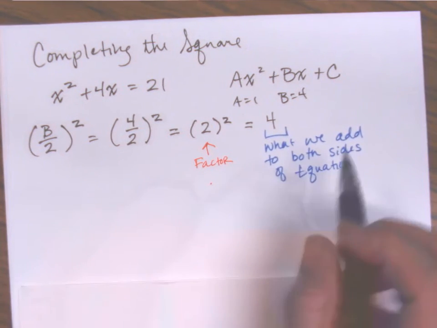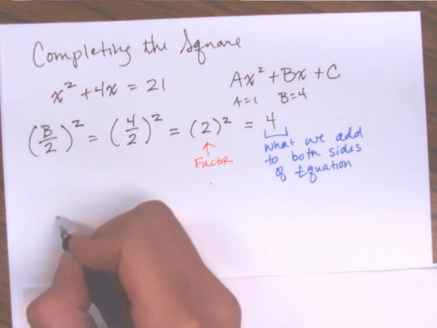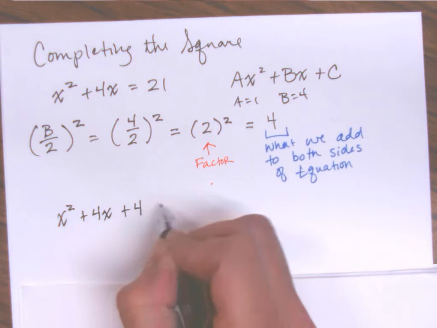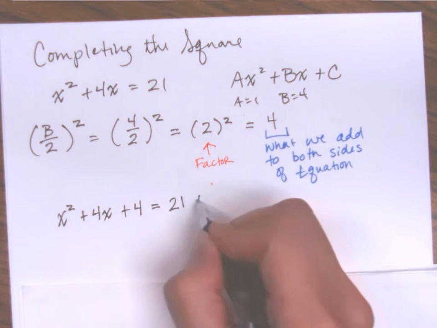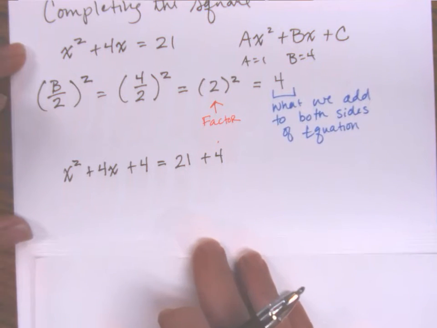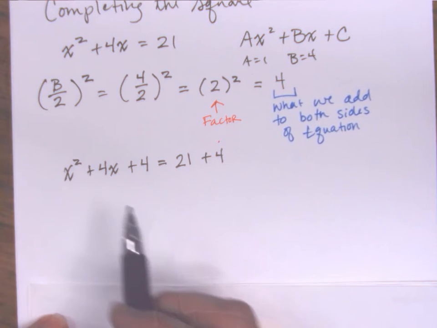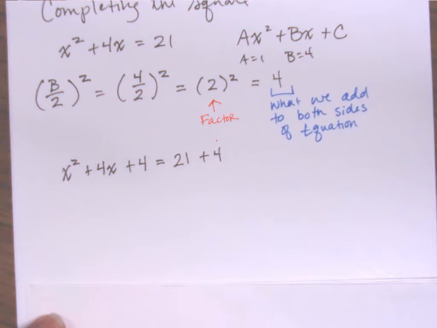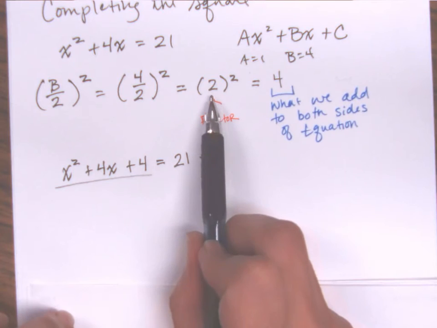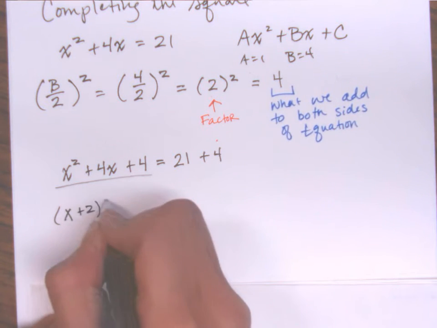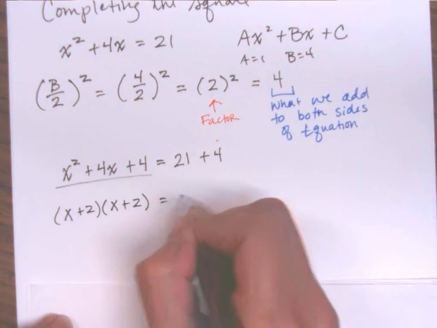So, if I'm going to add this in to both sides, now I've got x squared plus 4x plus 4 equals 21 plus 4. I have to do it to both sides of the equation. That way everything stays equal. So on my left-hand side, the entire point of completing the square was to make this right here a perfect square trinomial, and it's going to factor as this. So I've got x plus 2 squared equals 25.